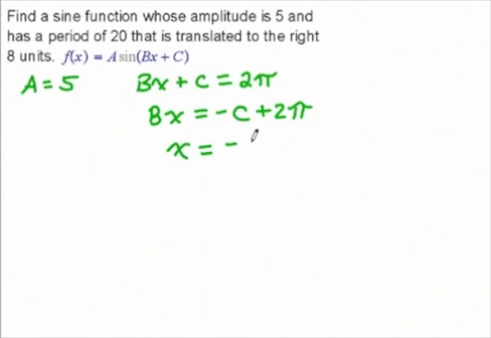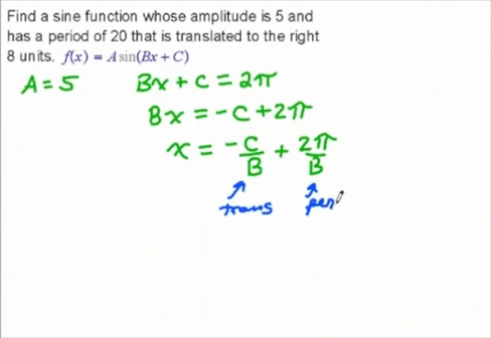So the period, if we're looking at bx plus c, the translation, is going to be negative c over b, and the period is going to be 2 pi divided by b. Alright, so remember this is the translation, and this over here is the period. So all I have to do is set things equal to the pieces that I'm given and use these little formulas.